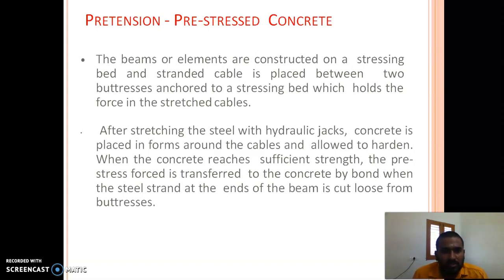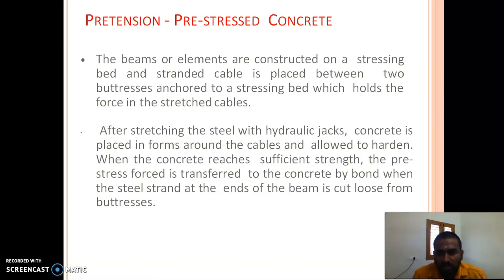Here, the beams or elements are constructed on a stressing bed, and a strand cable is placed between two buttresses and anchored to a stressing bed which holds the force in the stretched cables. After stretching the steel with hydraulic jacks, concrete is placed in forms around the cables and allowed to harden. When the concrete reaches sufficient strength, the prestressed force is transferred to the concrete by bond.